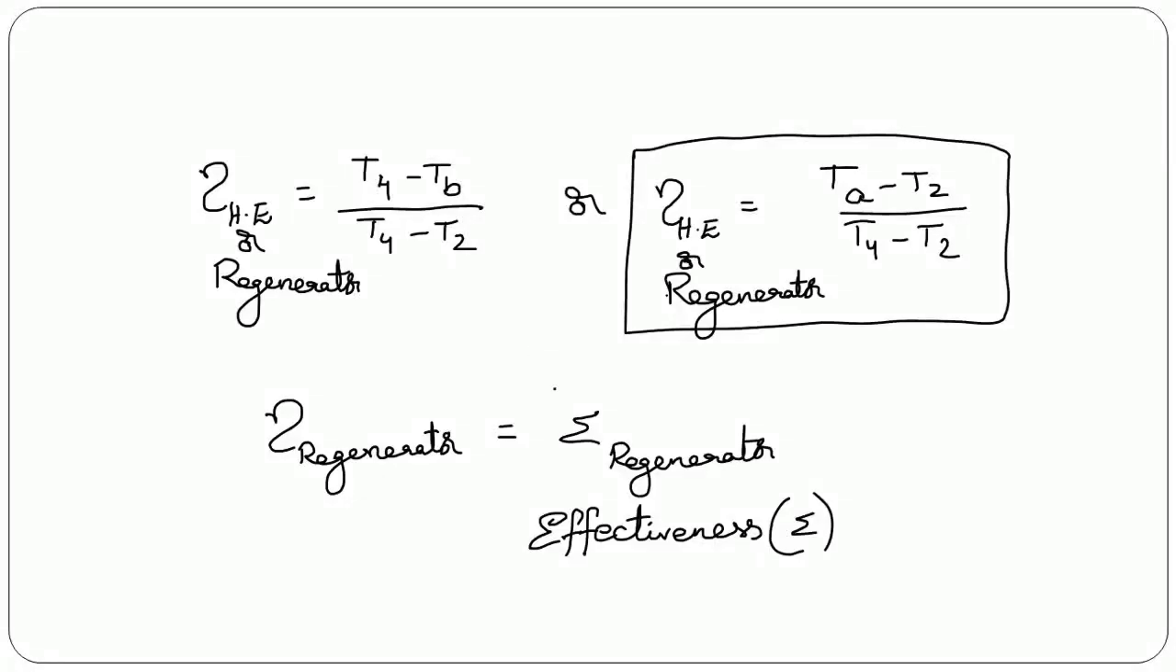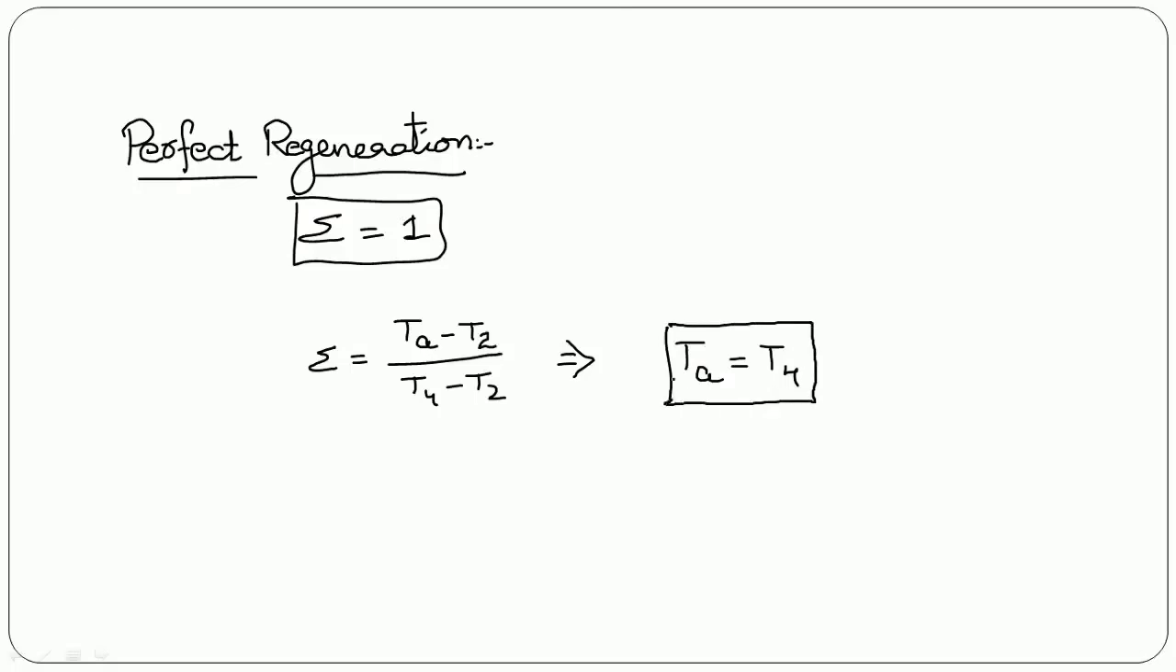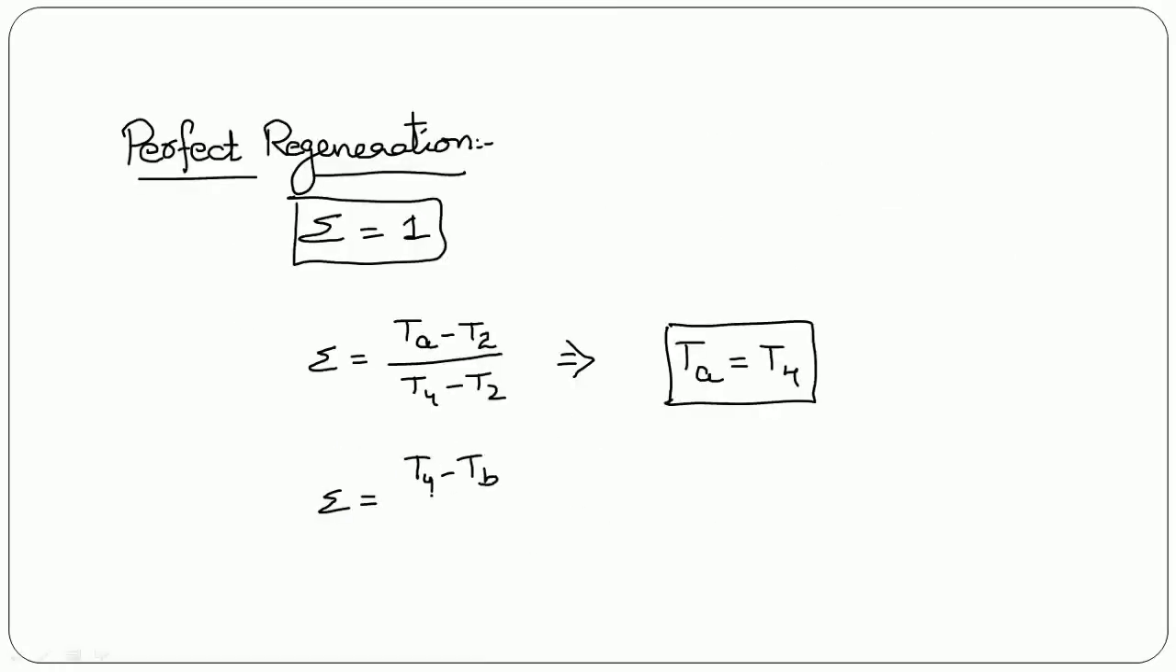Otherwise, effectiveness will always be less than 1. So for perfect regeneration, effectiveness must be equal to 1. When effectiveness is equal to 1, effectiveness is TA minus T2 by T4 minus T2. So this implies that when effectiveness is equal to 1, TA must be equal to T4. Or if effectiveness is written like this, T4 minus TB by T4 minus T2, then TB will be equal to T2.